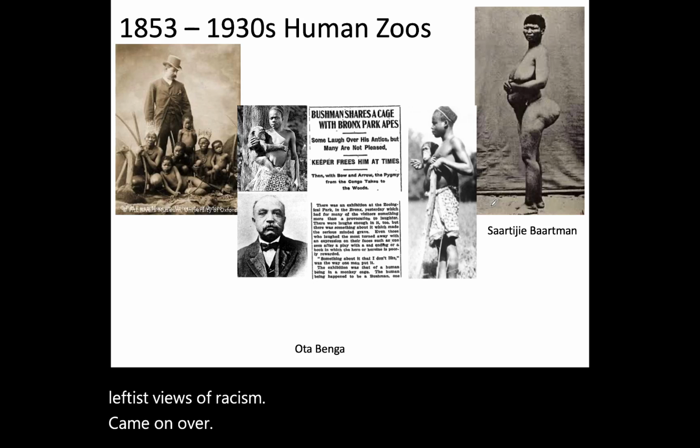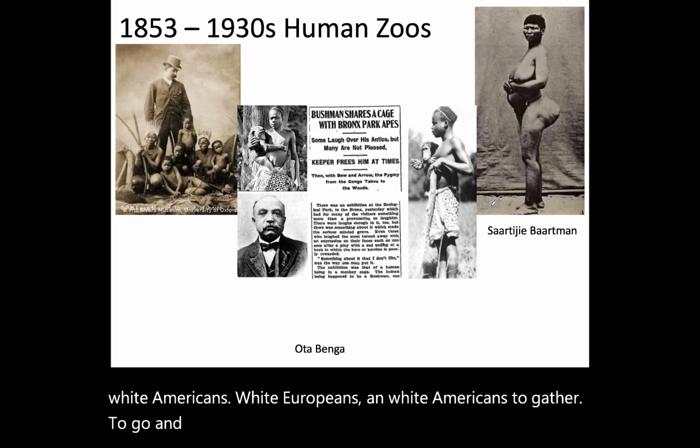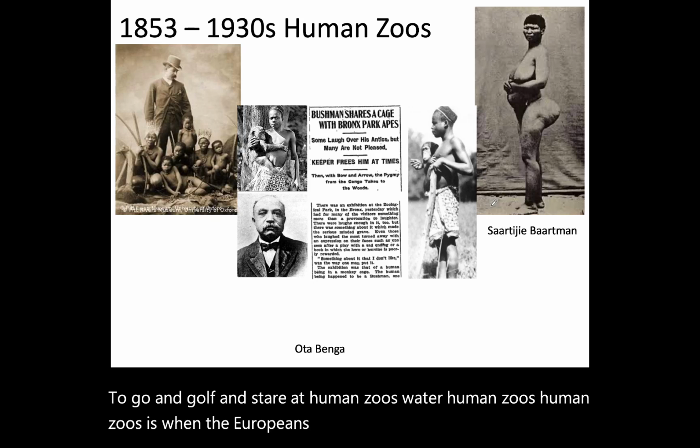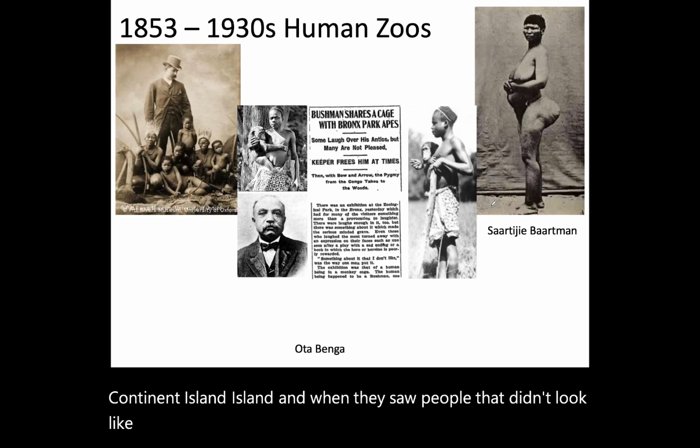Between 1853 and the 1930s, it was popular for white Europeans and white Americans to gather to go and gawk and stare at human zoos. What are human zoos? Human zoos is when the Europeans would travel around from continent to continent, island to island. And when they saw people that didn't look like them, they took them.